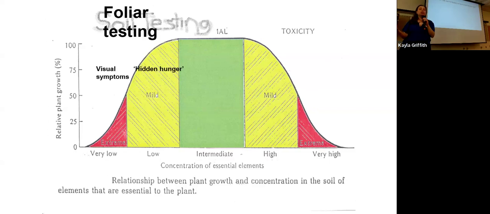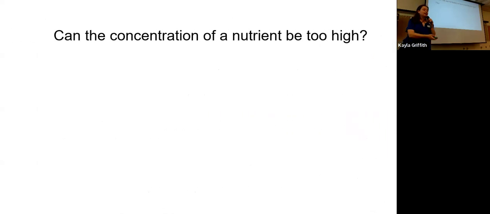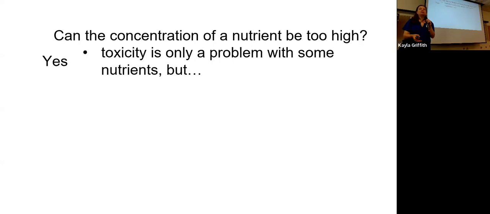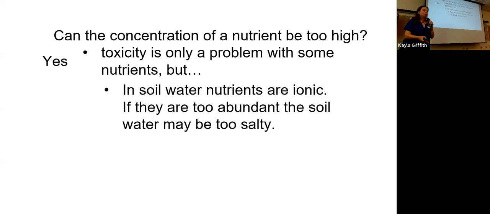So can the concentration of a nutrient be too high? Yes. But toxicity is only a problem with some nutrients. However, in soil water, nutrients are ionic. If they're too abundant, the soil water may be too salty. The classic example of this is nitrogen. We don't really see nitrogen toxicity. Too much nitrogen doesn't build up in the plant and cause toxic symptoms, but too much nitrogen can be too salty. It can burn the plant roots. That's what we talk about when we say that the fertilizer or the manure is too hot, and you put it too close to the seed or the seedling and it burns the plant roots.